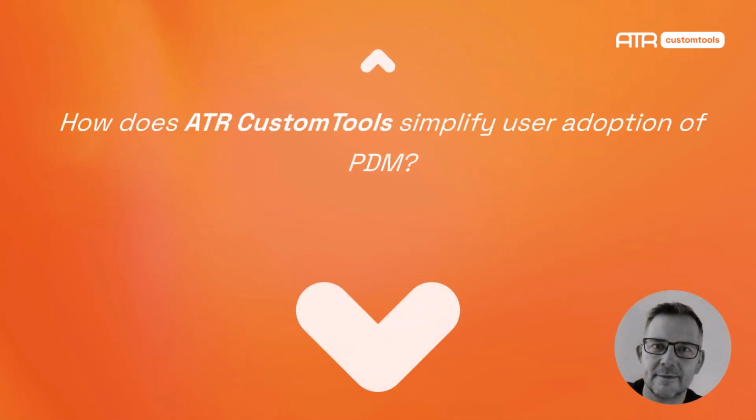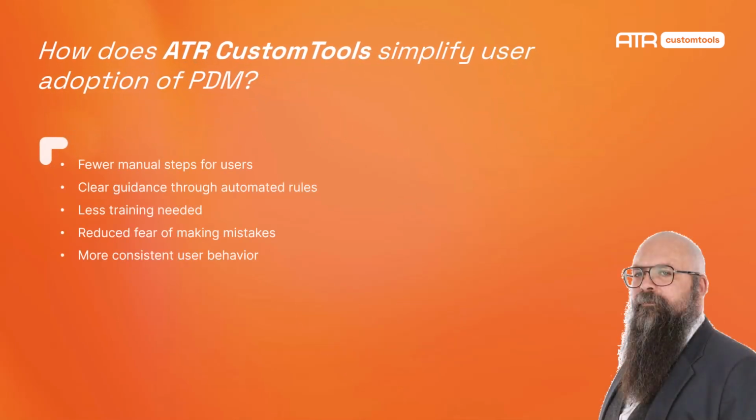How does that affect user adoption? Users have fewer manual steps to follow, and they get clear guidance through automated rules. That means less training is needed, and people are less afraid of making mistakes. As a result, user behavior becomes more consistent, and that's exactly what you want in a PDM environment.